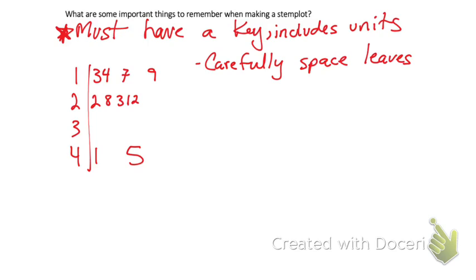Another thing that's wrong with it. What's another thing you see that's wrong with it? Yeah, the numbers aren't in order, right? So make sure your leaves are in order, okay? Leaves must be in order.